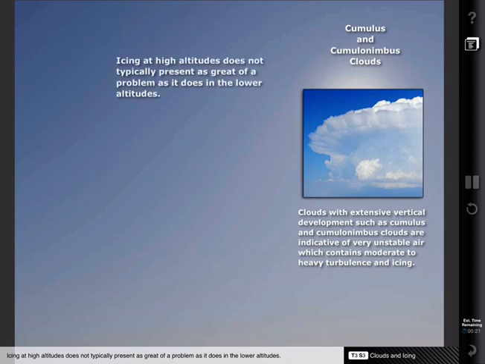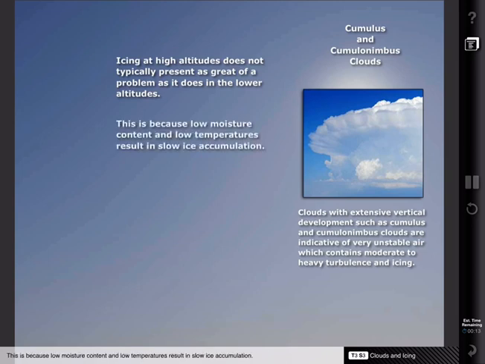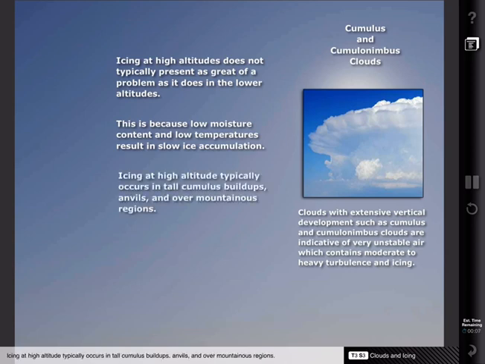Icing at high altitudes does not typically present as great of a problem as it does in the lower altitudes. This is because low moisture content and low temperatures result in slow ice accumulation. Icing at high altitude typically occurs in tall cumulus buildups, anvils, and over mountainous regions.